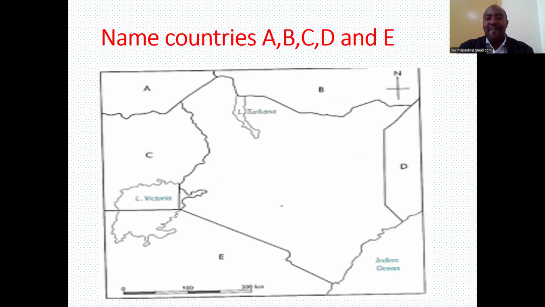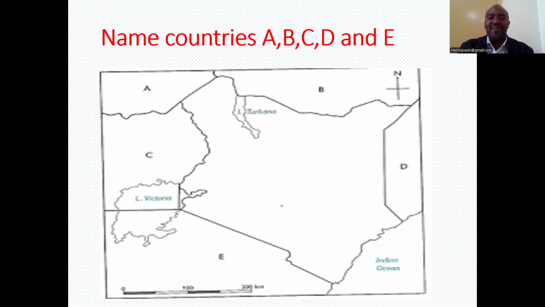Another assignment here, I want you to name the countries A, B, C, D, and E, respectively, as you can see them on the map that I'm presenting on the screen. In your notebook, write which country is A, which country is B, which country is C, which country is D, and which country is E. Have you completed that?